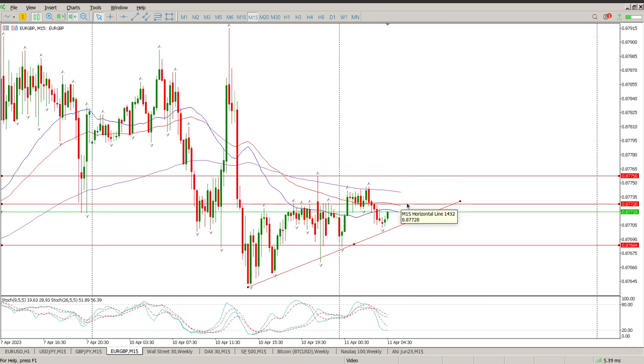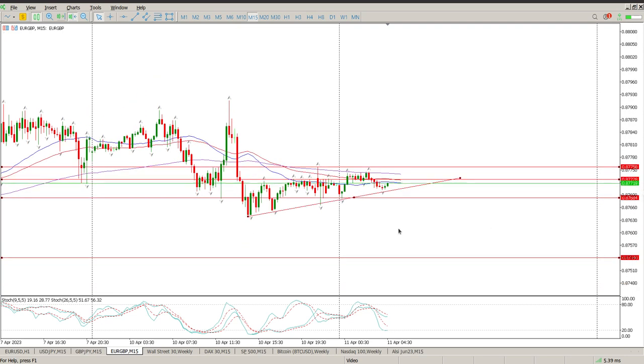Okay, anyway, that's kind of my view for today. This is a really decent setup, by the way, guys. I think fairly decent setup for a nice intraday move to the downside. So that's kind of what I'd be looking for.